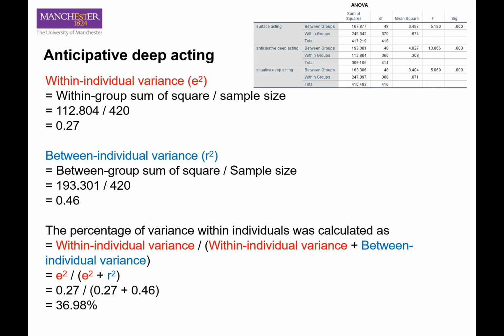Anticipative deep acting, I'm not going to repeat it, but as you can see, we are also getting the numbers from the ANOVA table and following the equation. And we find that the percentage of variance within individual is 36.98%. Situational deep acting, again, we followed the equation and we find that there is 60.20%.